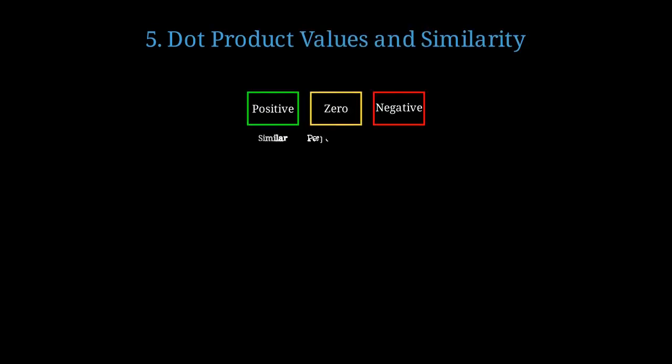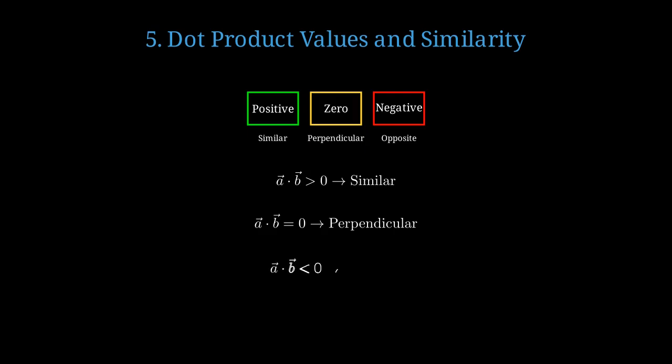Let's understand what different dot product values tell us about similarity. A positive dot product means similar directions, 0 means perpendicular, and negative means opposite directions. When the dot product is positive, the vectors are similar and point in roughly the same direction. When the dot product is 0, the vectors are perpendicular and completely unrelated. When the dot product is negative, the vectors point in opposite directions.